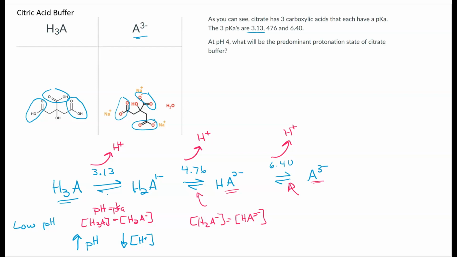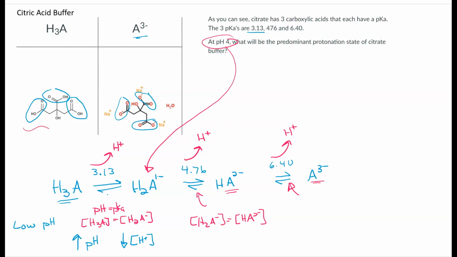So our question says, what is the major species at pH 4? Well, pH 4 is in between 3.13 and 4.76. So that means that our citric acid buffer will have lost 1 proton.